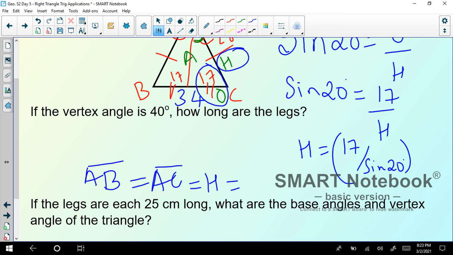So let's use the calculator for that. 17 divided by sine 20 degrees. That gives us 49.705. So each of the legs is going to be 49.705. Okay.